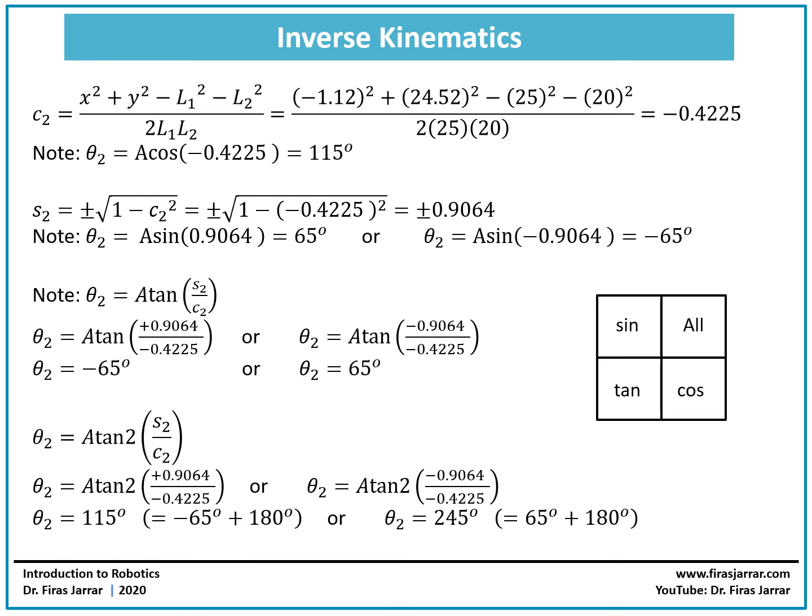If you take plus 0.9 for the first possible solution over minus 0.4, the calculator gives you minus 65. If you take the second solution, minus 0.9 over minus 0.42, this gives 65. However, when we use the MATLAB function a tan 2, it gave me 115 and 245. So what's the deal here?